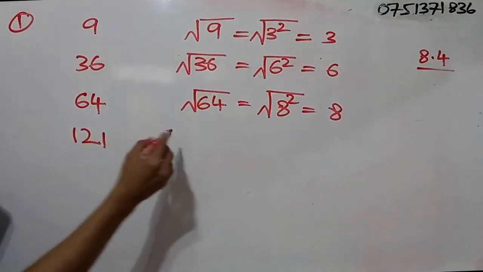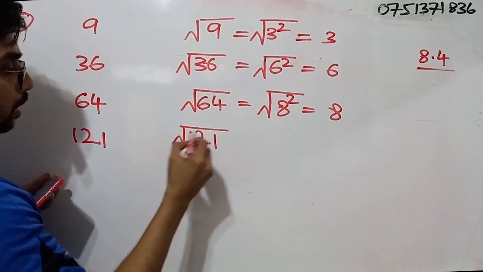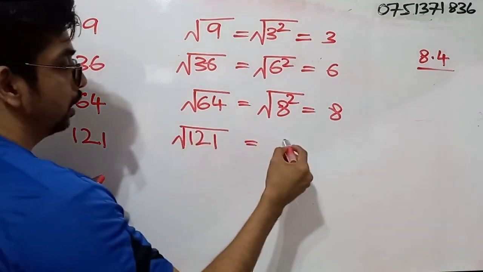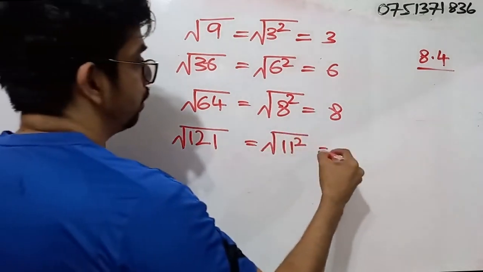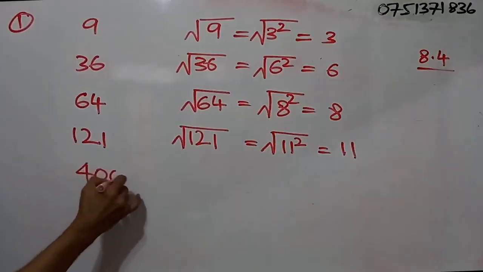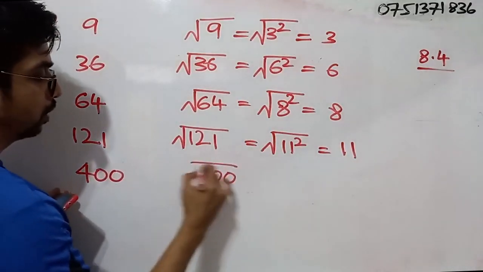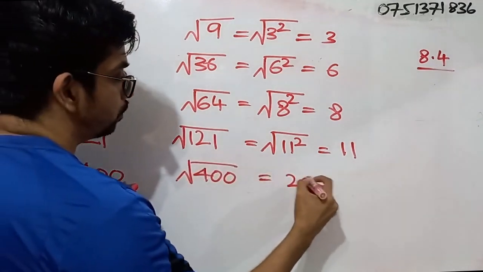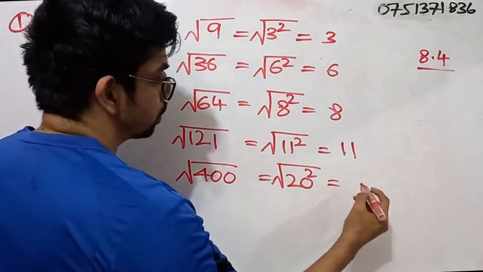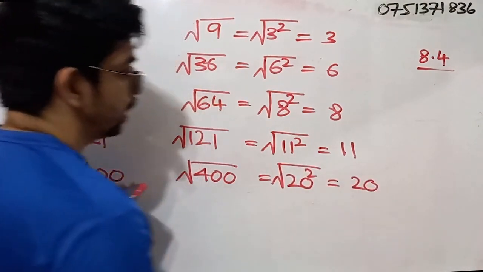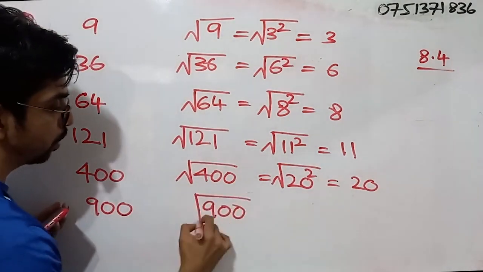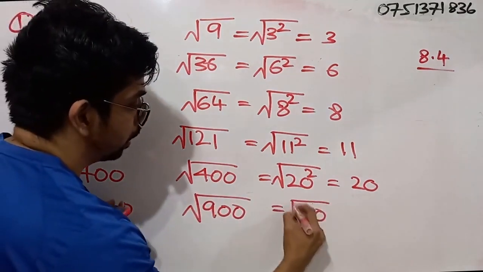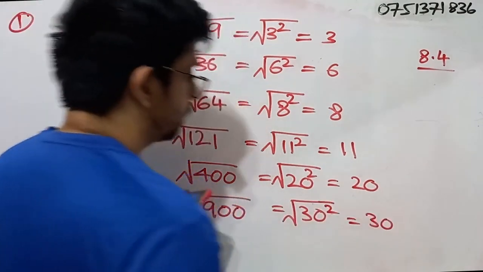Then we have 121, inside the square root symbol. This means 11 to the power 2 inside the square root symbol. Then we have 11. Then we have 400. Square root of 400 means 20 to the power of 2 inside the square root symbol. That means 20 is the square root. Then we have 900 inside the square root symbol. That means 30 to the power of 2. So this is 30.